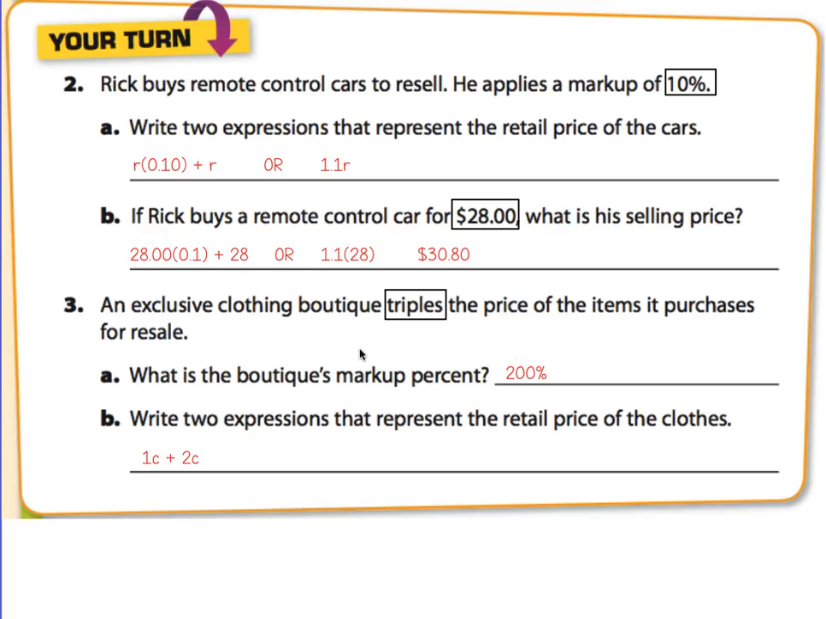Now, for number 3, they're tripling the price, right? So if they're tripling the price, it's not that they want a 300% markup. It's going to be a 200% markup. And here's why. They're paying the price of the one clothing item, so there's the 1. But that's the 100%. Then now they also want you to pay 2 more. So there's where you get the 3.